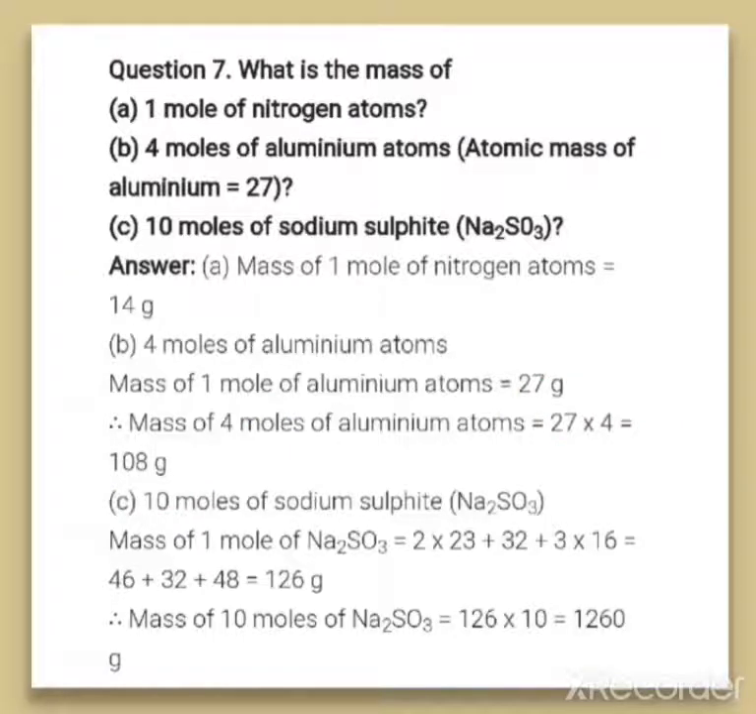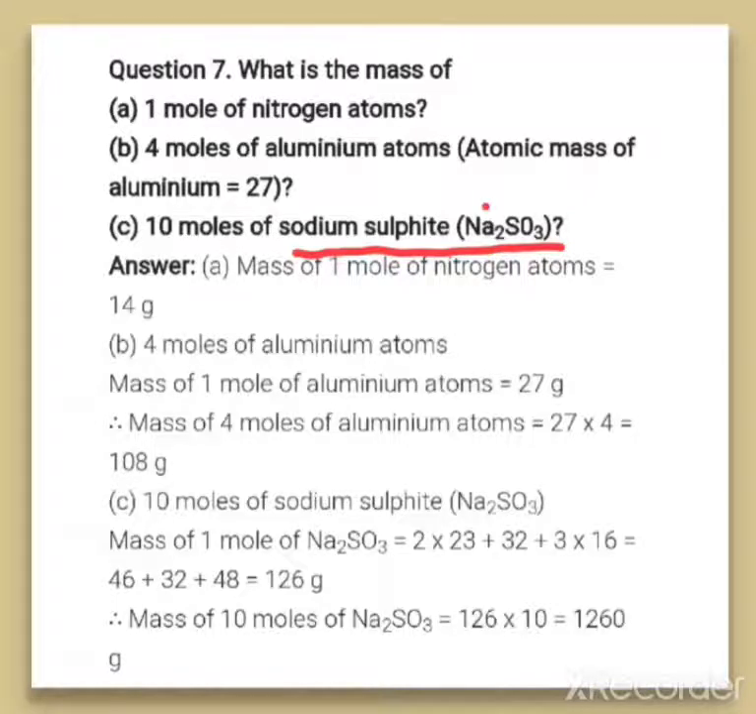Next one, 10 moles of sodium sulfide. Now it is not an atom, it is a molecule. It is a compound, sodium sulfide. We have to find out the mass for 10 moles of sodium sulfide. So we need to find out the molecular mass, or the molar mass, because the values are the same, only the unit is different. The molar mass is found in the same manner as we find the molecular mass.